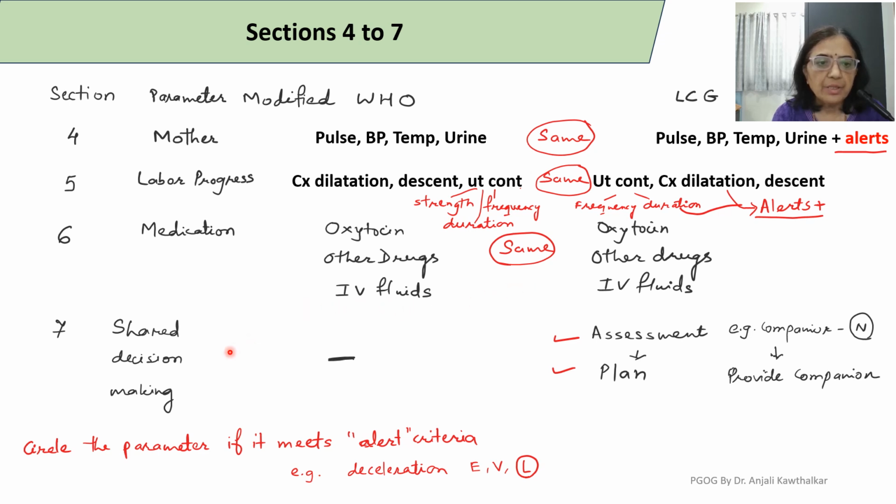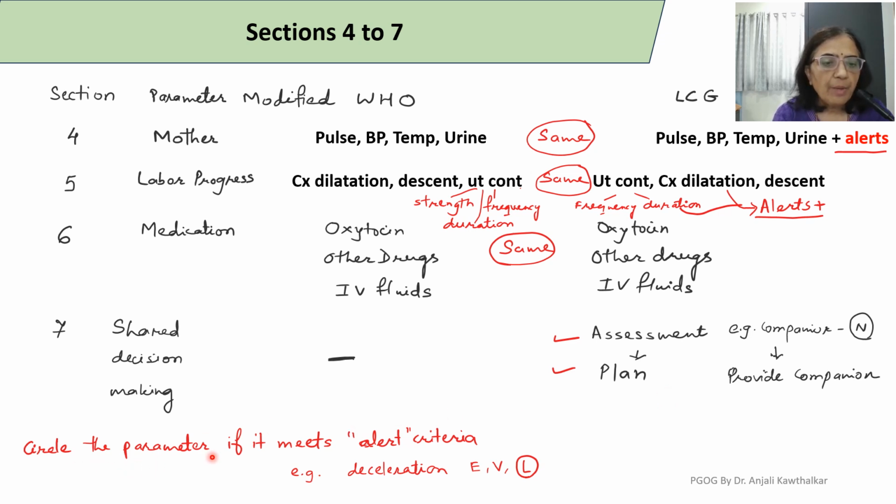Medications, there is no difference. Shared decision making was not there, which is present in the labor care guide, where there is an assessment column and a plan column. For example, for companion, there are 3 possibilities. Y is companion present, that is good. D is patient is declining to have a companion, that is also okay. But if there is N, that is the patient does not have a companion but wants a companion with her, then the plan will be to provide a companion. Companion will be of choice of the laboring woman, either a relative or a friend of that woman.